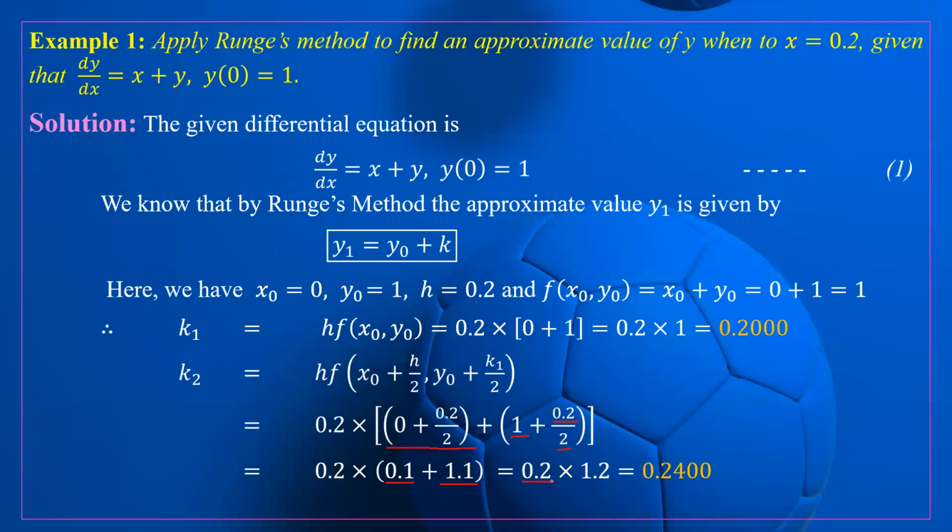And if you multiply 0.2 by 1.2, we are getting 0.24. And now we add 00 because we have to consider the value up to 4 decimals. So the value of K2 is equal to 0.2400.